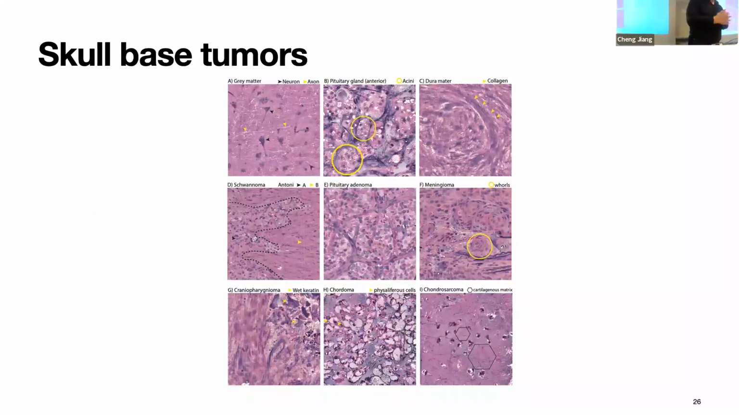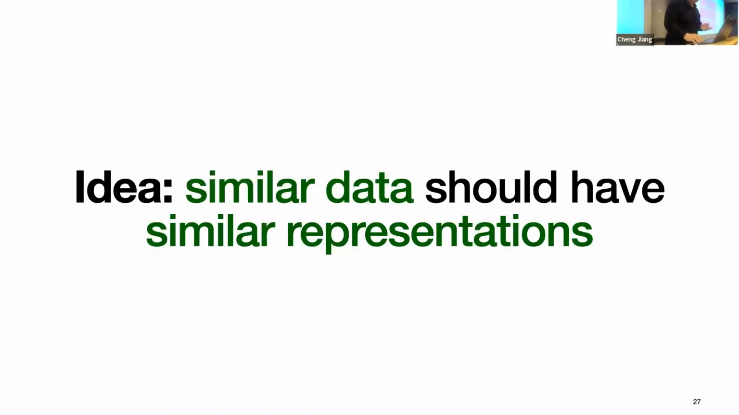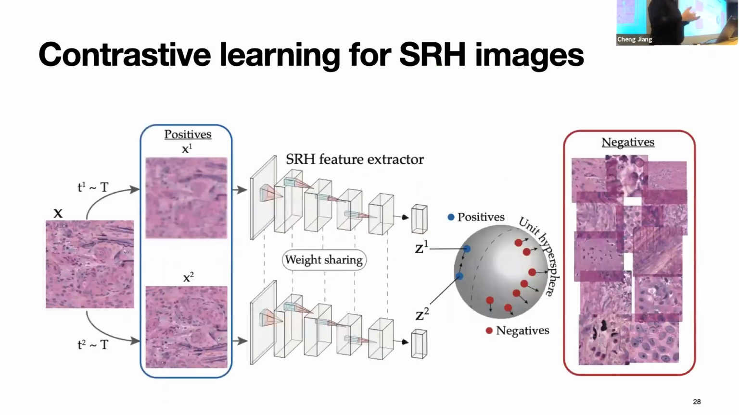In this project, we use the idea that similar data should have a similar representation. For all of these images, we can use a model to compute representations, which can then be used to generate the predictions for each patch. So we can find some similar patches, pass them through a model, and try to make sure that they're similar in the representation space.